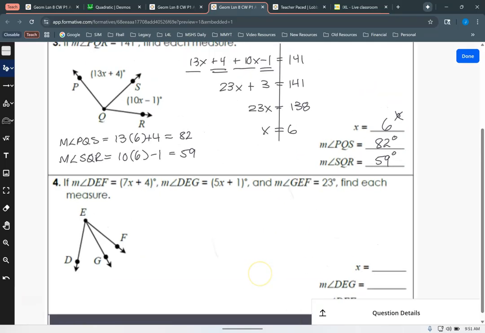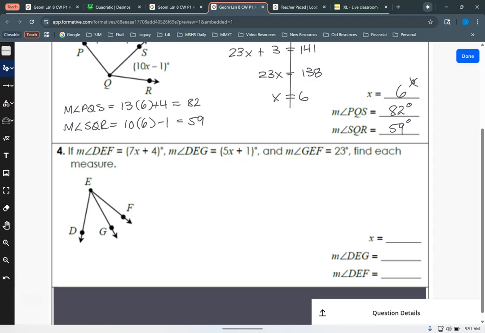All right, so here we have question number 4. Okay, the measure of angle DEF is 7x plus 4 degrees. The measure of angle DEG is 5x plus 1 degrees. The measure of angle GEF is 23 degrees. Find each measure.